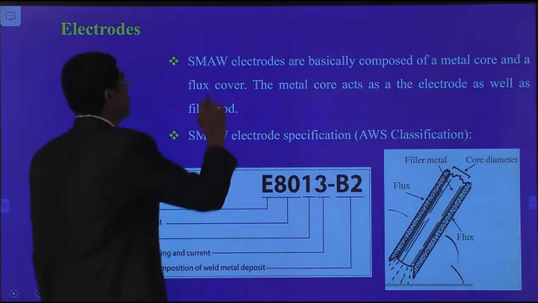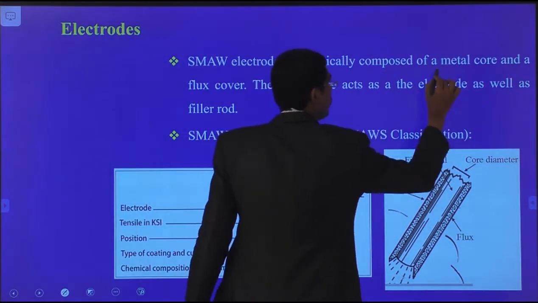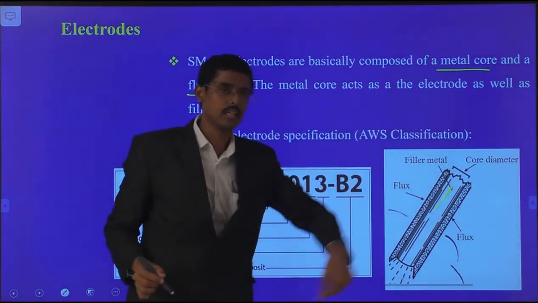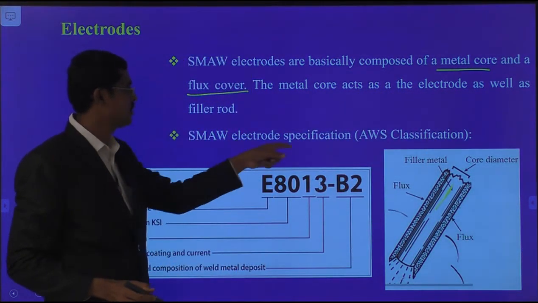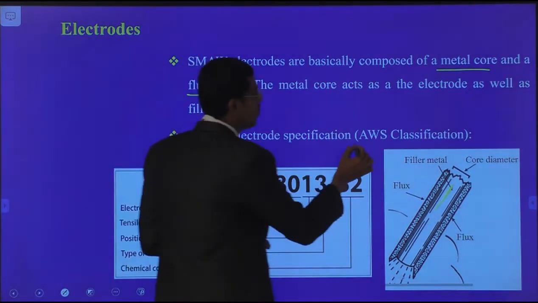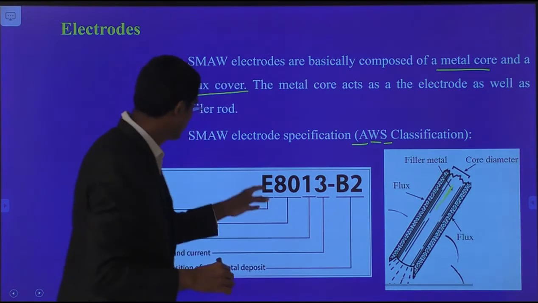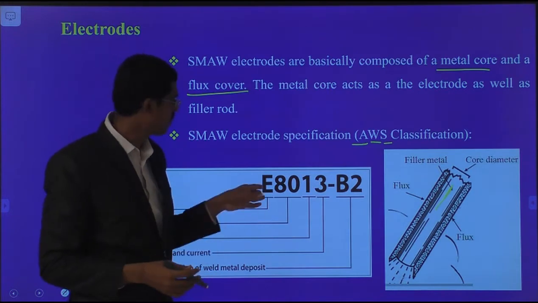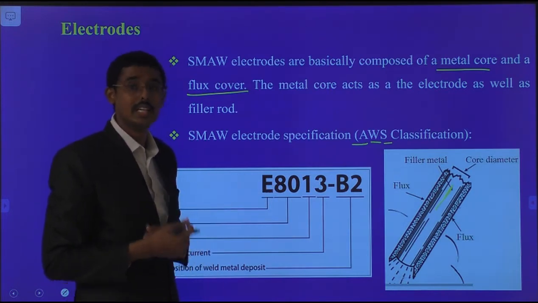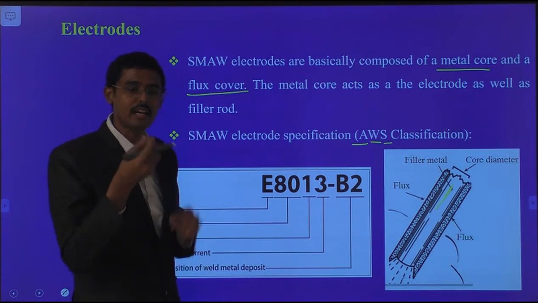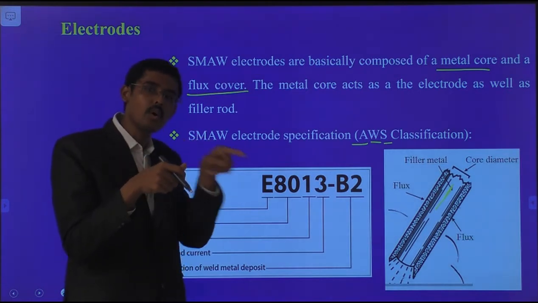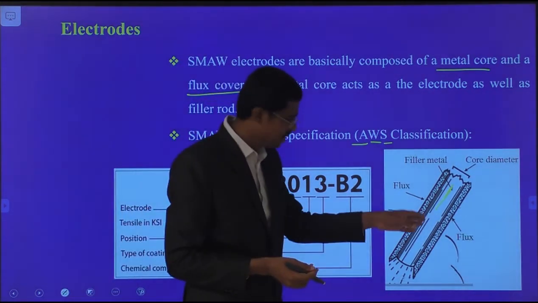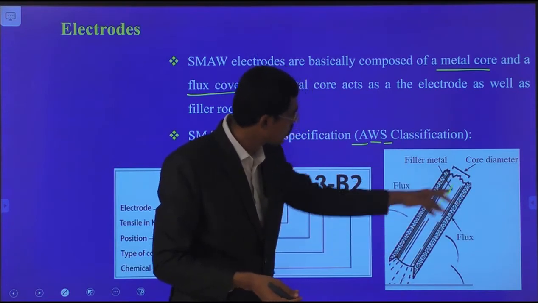Right. Now we come to the SMAW electrode, basically composed of a metal core, that we know. This is the metal core and a flux cover. The metal core acts as the electrode as well as the filler rod. SMAW electrode specifications by the American Welding Society classify electrodes as, for example, E8013-B2. Likewise, they give classifications for the electrodes depending upon the strength factors and flux alloying systems. The alloying system is going to increase the mechanical property of the metal. Therefore, we are doing this. So see, this image we have already seen. At the center the core wire is there.